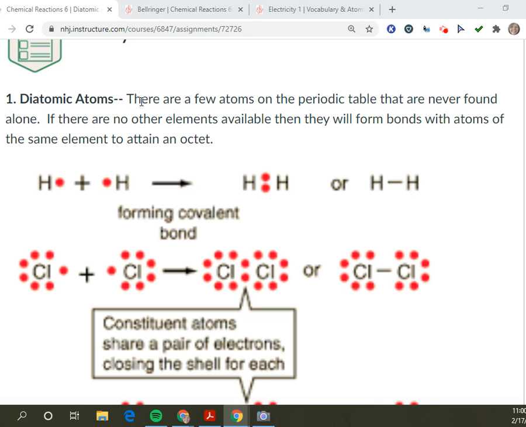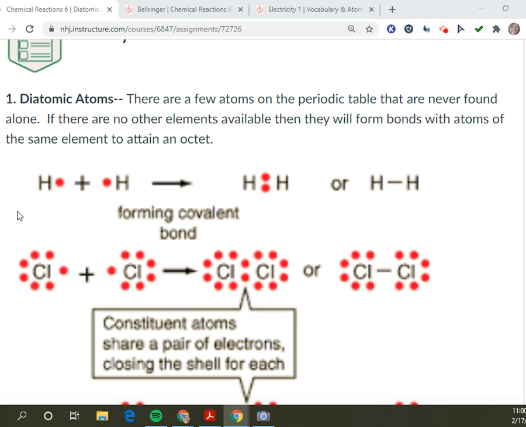All right, so today we're talking about diatomic atoms. This first part is a little straightforward, so I'm just going to read it to you. It says there are a few atoms on the periodic table that are never found alone. They always need a buddy. There are no other elements available. They will form bonds with atoms of the same element to attain an octet.